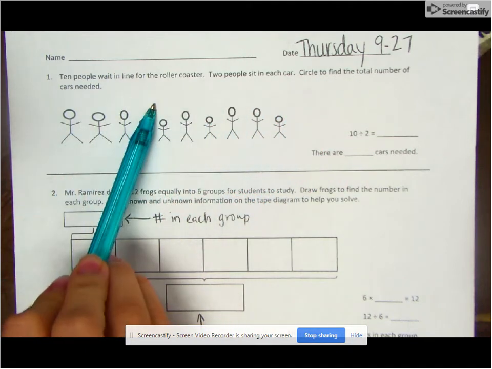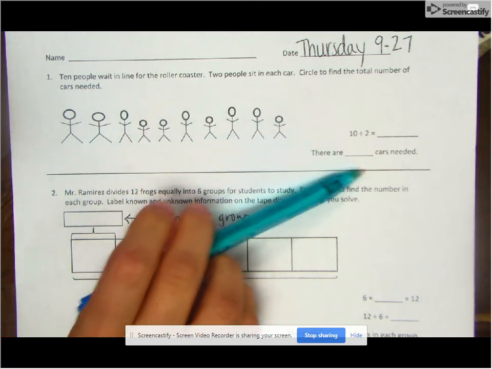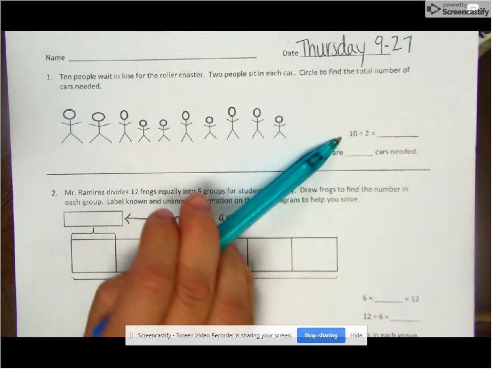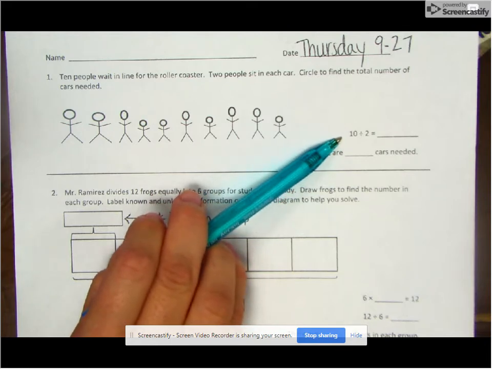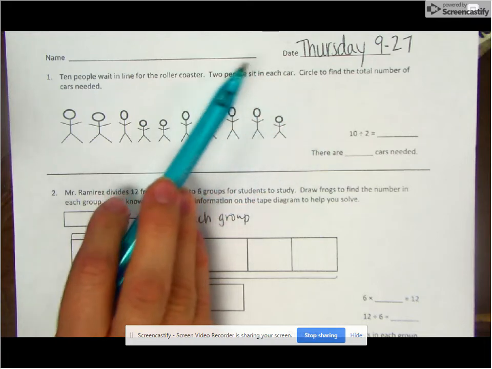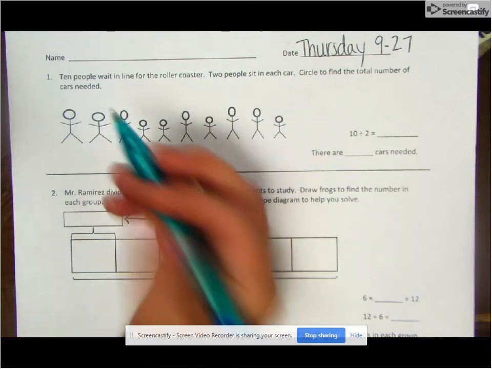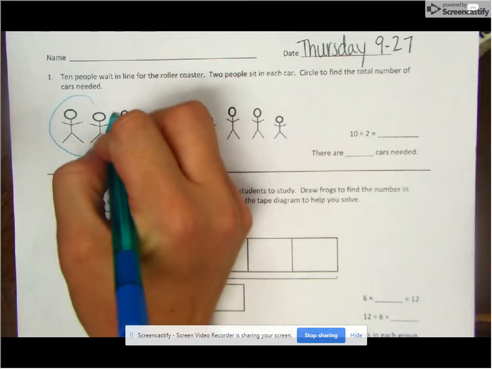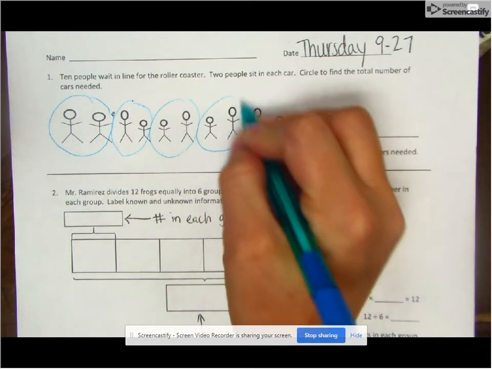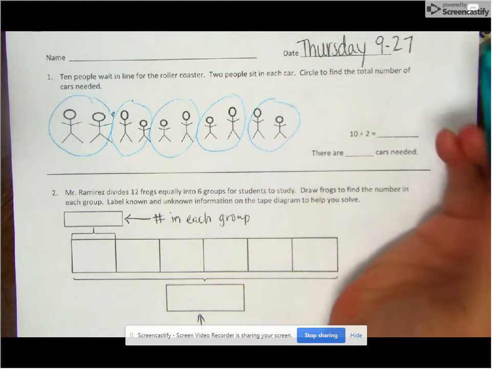So this is one where, of course, they're starting with the biggest number. We compare that to subtraction. You always start with the biggest number. This is one where they are going to have to circle the groups themselves. So put 2 people in every car. So 1, 2, 1, 2, 1, 2. Just keep circling in twos.